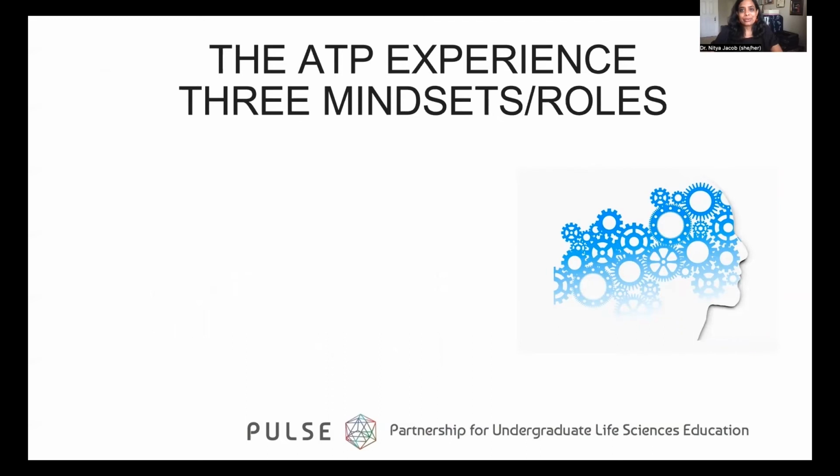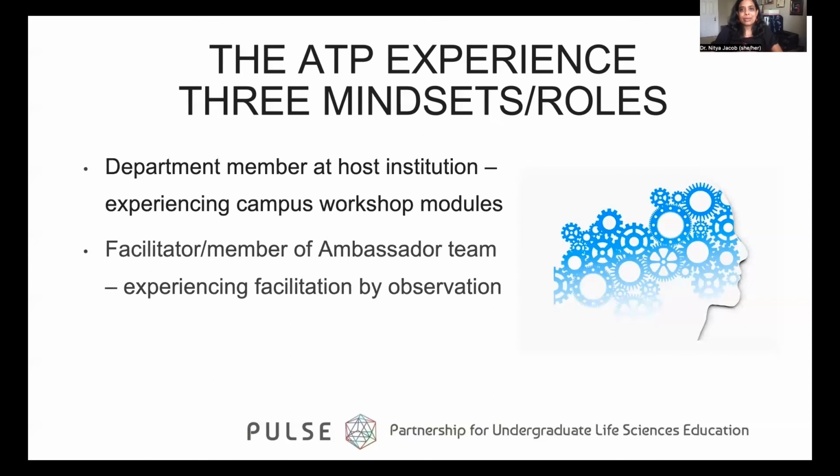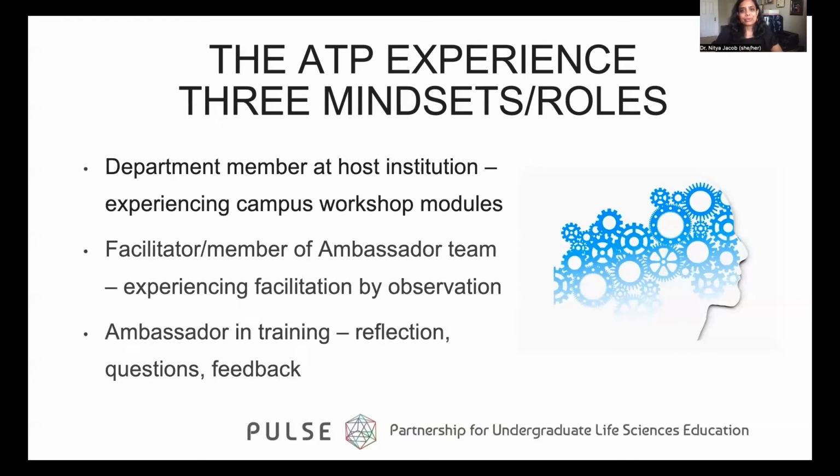So for the ATP experience, you essentially will have to have 3 mindsets or roles, which sometimes can get a little confusing. For the bulk of the workshop, you're actually experiencing it as if you were a department member at a host institution. And the ATP facilitators would represent the ambassador team that has come to your institution to deliver our workshop. And so as a participant, you will have a chance to really see what it must feel like for a department member to be exposed to the content of our modules. And you'll also at the same time be observing how the facilitator is able to conduct a particular module. And so you will also have the mindset of a future ambassador and thinking about how you might facilitate a particular module as you're observing it. And as an ambassador in training, of course, we expect that your mind is going to be very busy with questions, reflection, and feedback, and we will have time to make room for all of this.